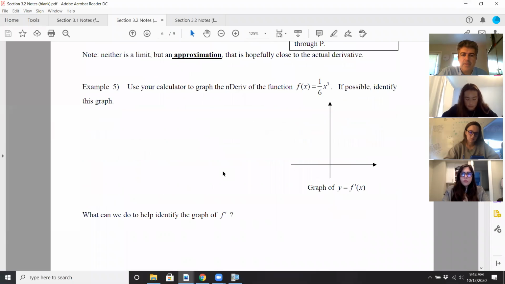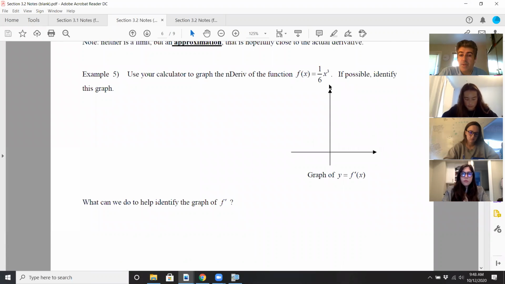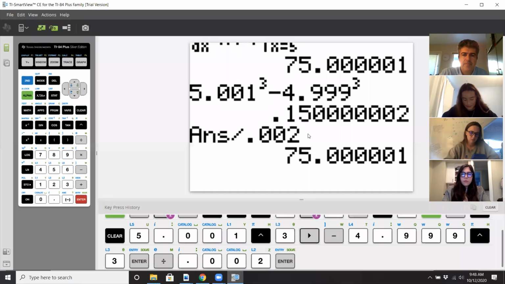All right, let's actually find the derivative of this function and try to graph the derivative of this function and identify the graph of the derivative. So that's what we'll do right now. Okay, we'll use the calculator, so let's just go back again.